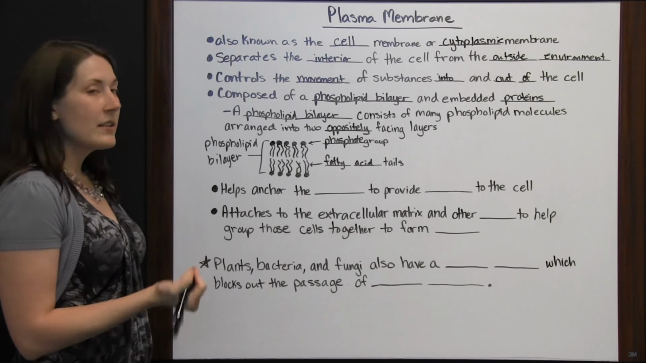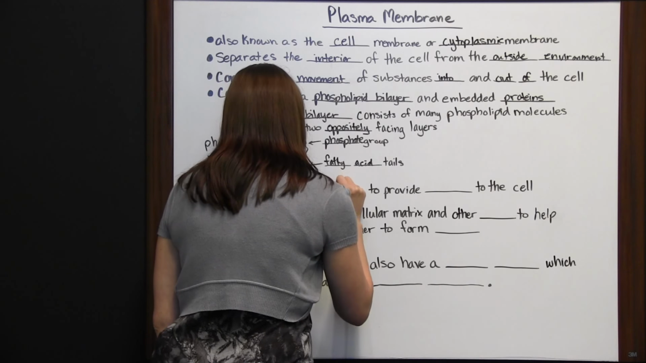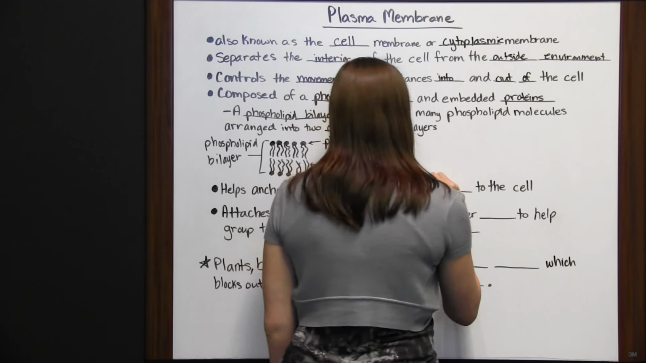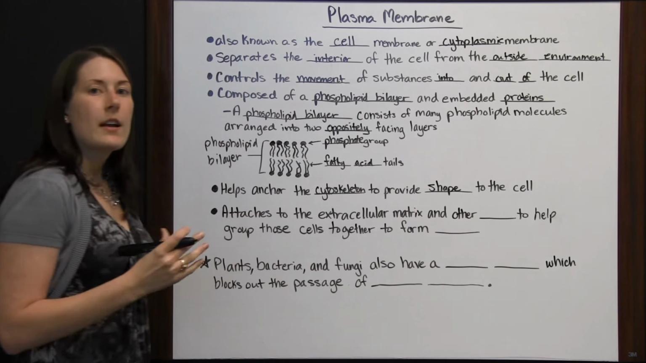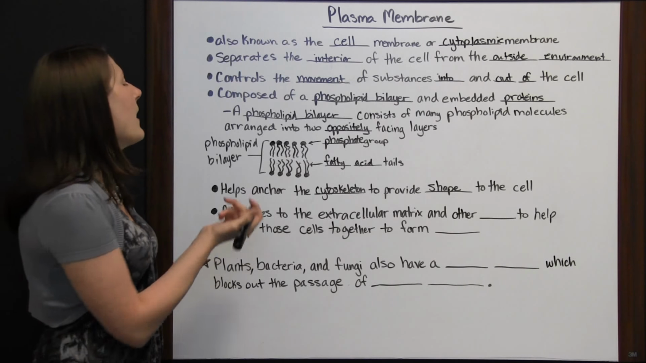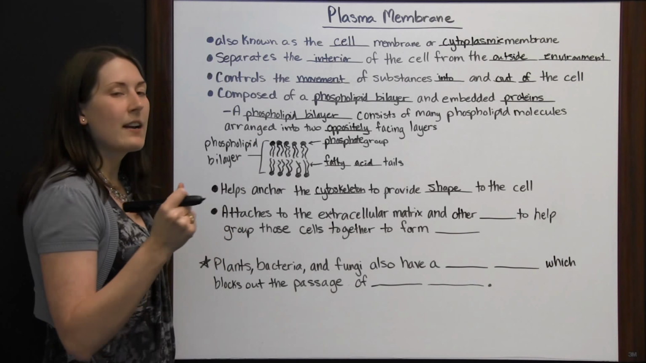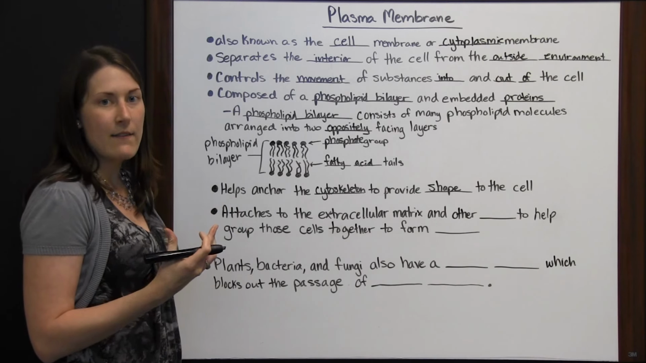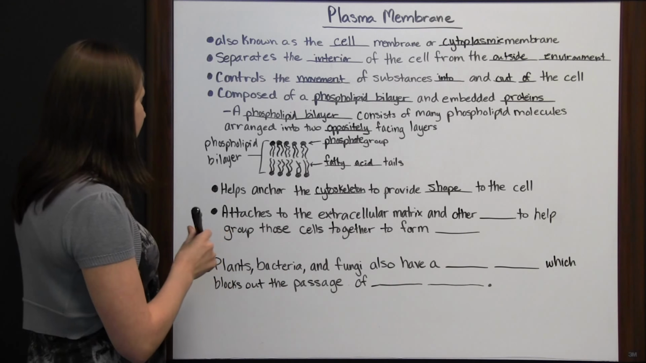The plasma membrane also helps anchor the cytoskeleton to provide shape or structure to the cell. So the cell kind of looks like a big blob, or a very small blob. And the cytoskeleton helps give it some shape, and the plasma membrane kind of holds that cytoskeleton in place, because otherwise it doesn't have anything to anchor to, to hold on to, to keep that shape.